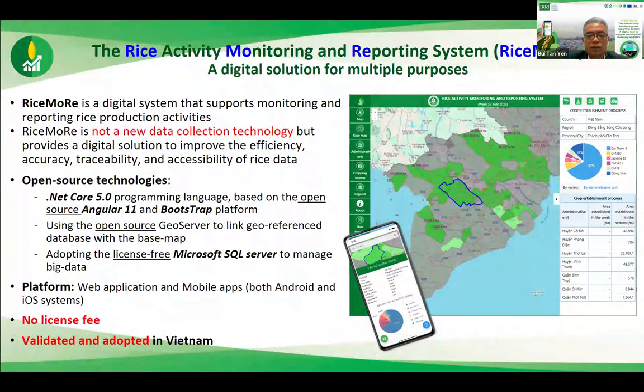What is the technology that we use to develop the RiceMoRe system? Mostly we use open source platforms and programming languages, for example .NET Core 5.0, Angular, Bootstrap, etc. The product is a web application and the mobile app can be used freely without a license fee. So it's a very good opportunity for developing countries to use this system without paying the operation cost. The system is already validated and adopted in Vietnam.